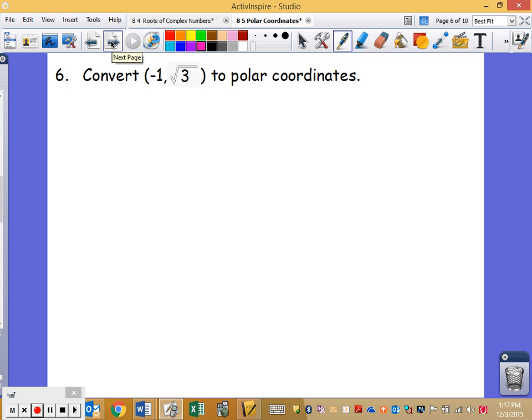Alright? So number 6 just says convert -1, √3 to polar coordinates. Don't make this any more difficult than it has to be. If I give you these -1 and then you're going up √3, obviously that's 2. What do you need for a polar coordinate? You need your r value. I know my r value is 2.